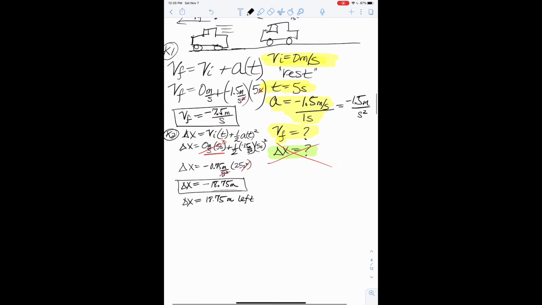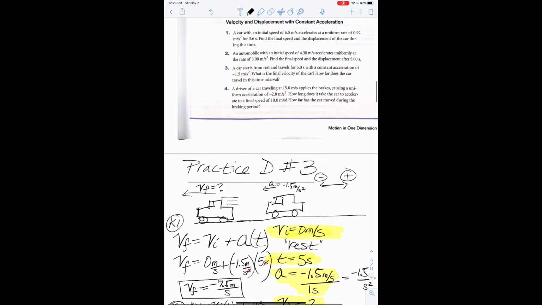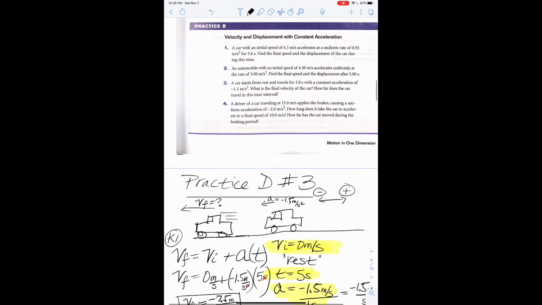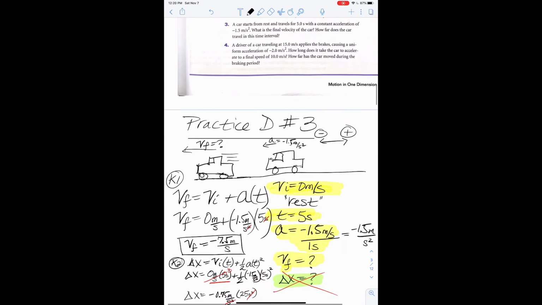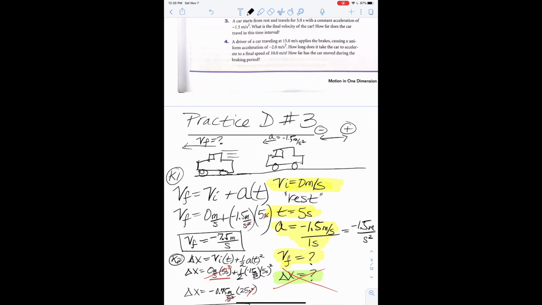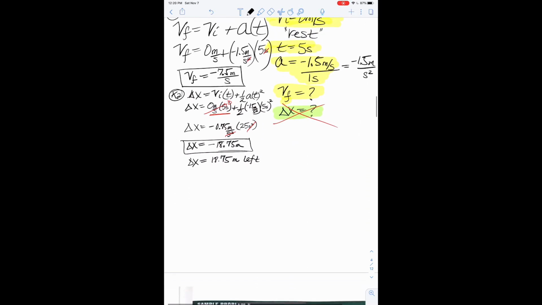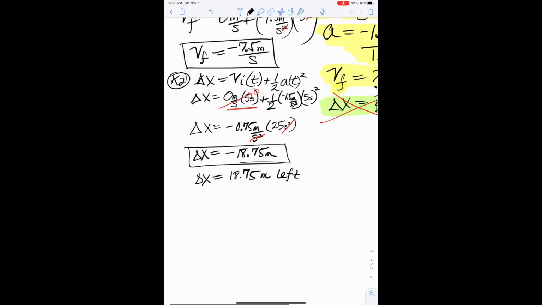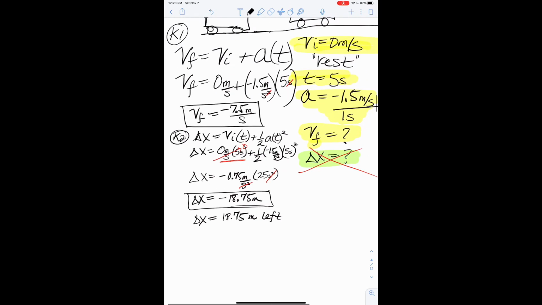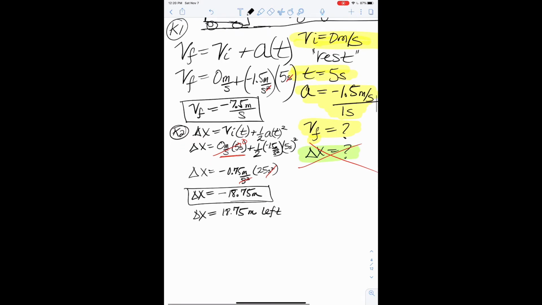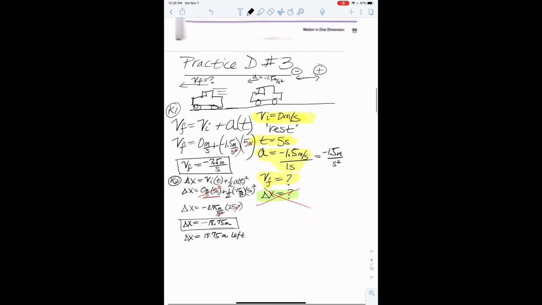Did they ask for displacement or did they ask for distance? If they ask for distance, we'll just make it positive. How far does the car travel in this time interval? Usually that does. How far is usually distance. I'm not sure what the answer key has. I'd be interested to know if they're being sticklers about it and expect you to write distance. So you could just say 18.75 meters if you want distance, and displacement would be negative 18.75 meters or 18.75 meters left. All right, that's it.